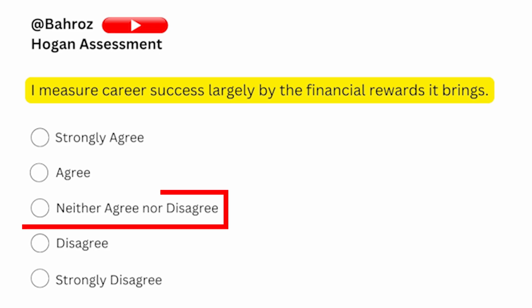The strategic answer is neither or agree depending on the role. Neither says financial reward matters to me, but it is one of several things I care about. That is a mature, rounded professional position. Read the room, know what the company values, and calibrate your answer accordingly.